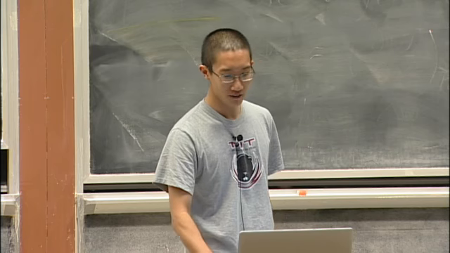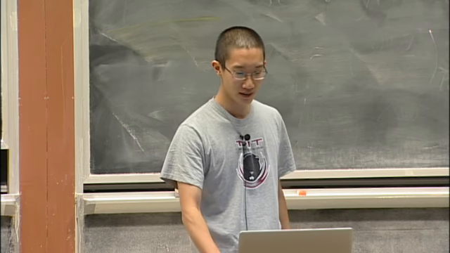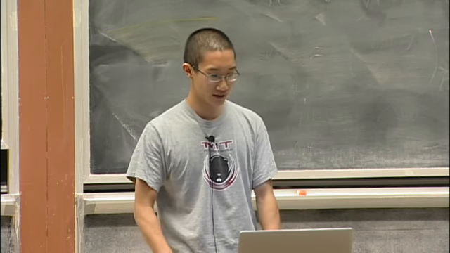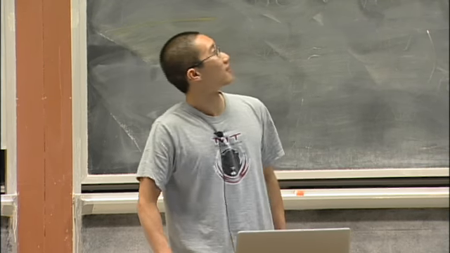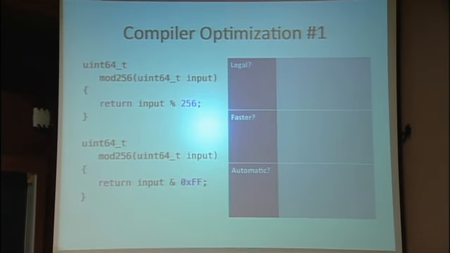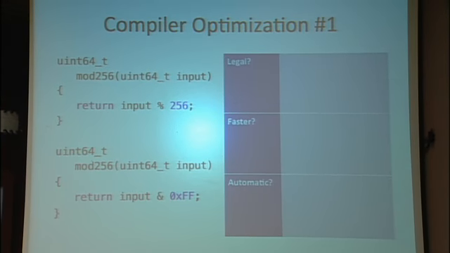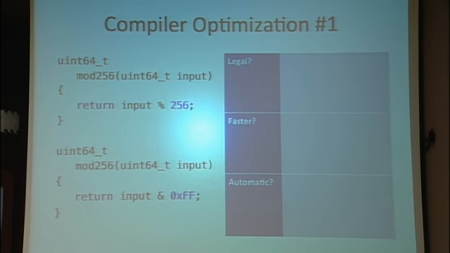All right, so I have a couple of examples of these types of questions. The first one is this. It should be fairly obvious what the code does, right? It takes your input and it wants to mod it by 256. So first question, is this a legal optimization? How many people say yes? A lot of people. Anybody say no?